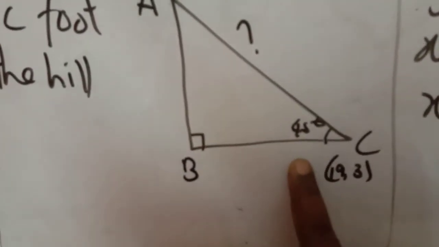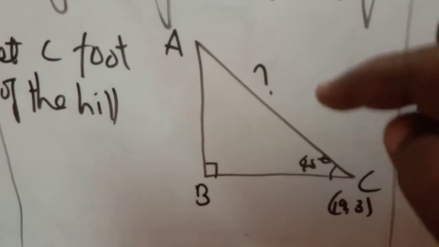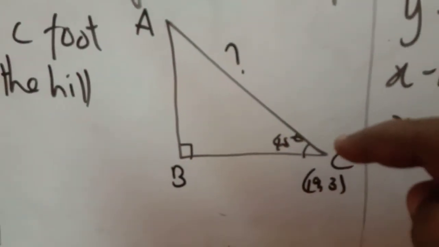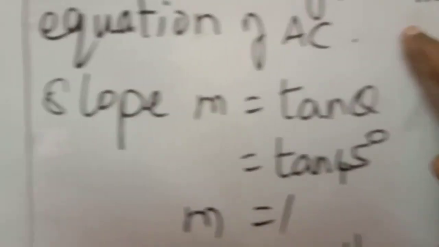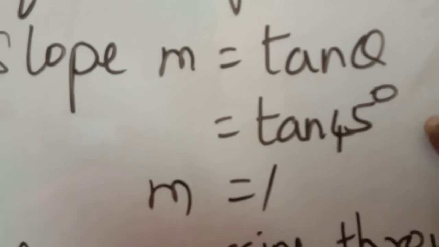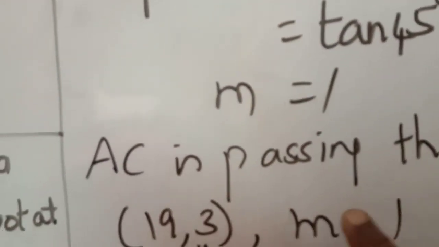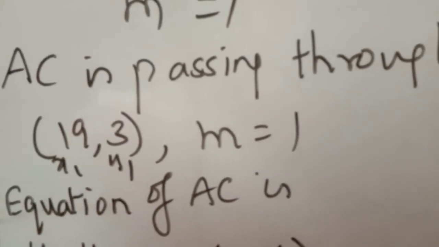So now angle is given, one point is given. So we have to find the equation of AC. The angle of inclination of AC is 45 degrees, and this straight line AC is passing through 19, 3. So first, using that 45 degrees, find the slope. Slope m is equal to tan theta. So tan 45, so slope m is equal to 1. Now AC is passing through the point 19, 3, and also slope is equal to 1.